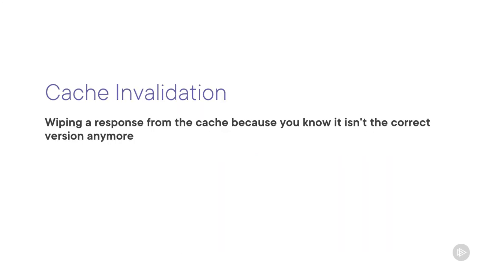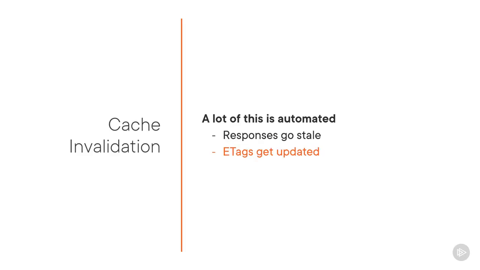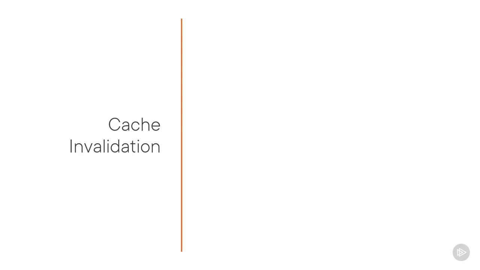Cache invalidation essentially means wiping a response from the cache because you know it isn't the correct version anymore. A lot of this process happens automatically. A response is invalidated when it becomes stale, for example. Next to that, we've already seen how eTags help with this in the eTag demo. When a resource is updated, the eTag changes, which means the validation model ensures that a cache will return the correct new version. But sometimes resource manipulation has an effect on related resources.